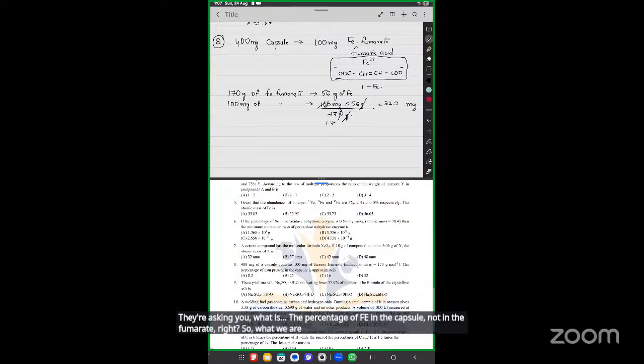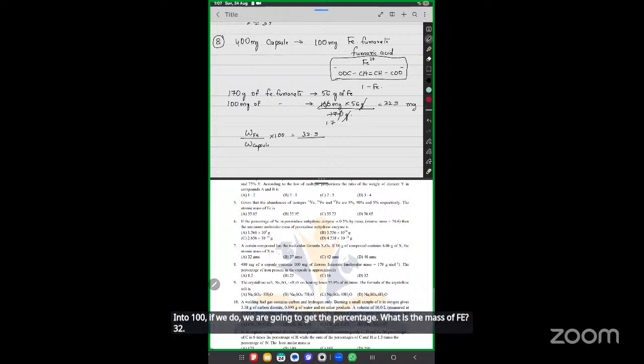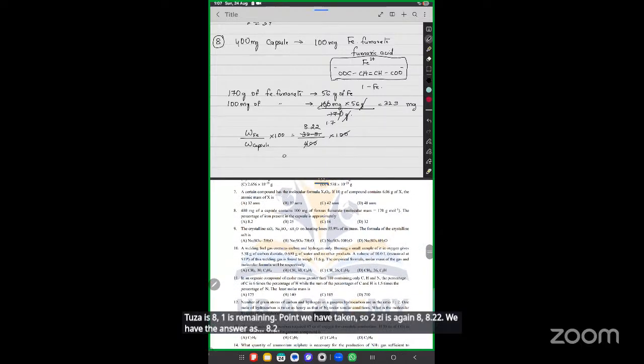So what we are going to do is mass of Fe divided by mass of capsule into 100. If we do, we are going to get the percentage. What is the mass of Fe? 32.9 divided by the mass of capsule, which is 400, into 100. So 100 gets cancelled. 4 ones are 4, 4 eights are 32, and point 2s is 8, 1 is remaining. 8.2. So 2s is again 8, 8.22. We have the answer as 8.2. So the answer is option A, which is 8. Right?